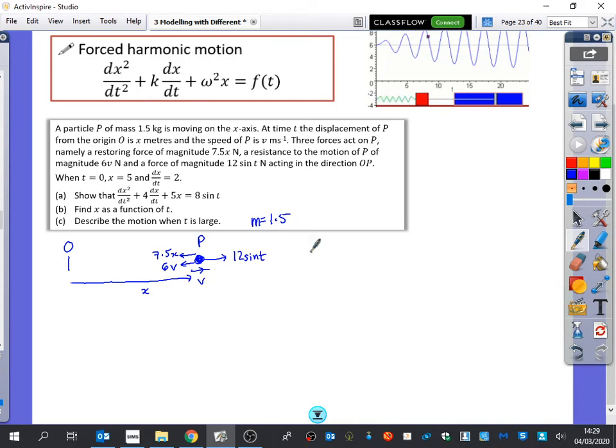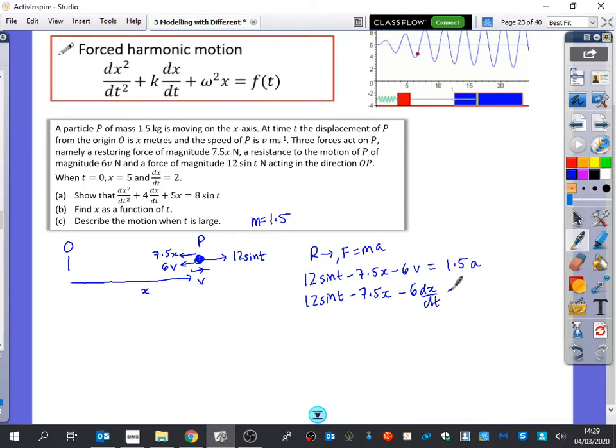F equals ma. And I'm going to resolve to the right, and I'm going to use F equals ma. So that's 12 sine t minus 7.5x minus 6v equals 1.5a. So that's 12 sine t minus 7.5x minus 6 dx dt. In fact, I will use dx dt. I was going to use x dot equals 1.5 second derivative of x with respect to time.